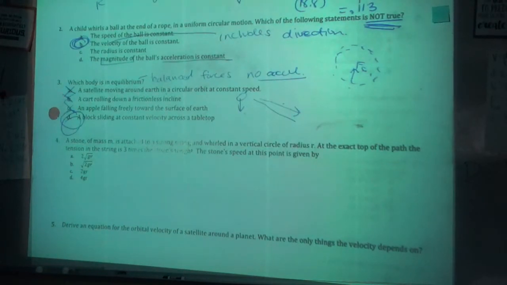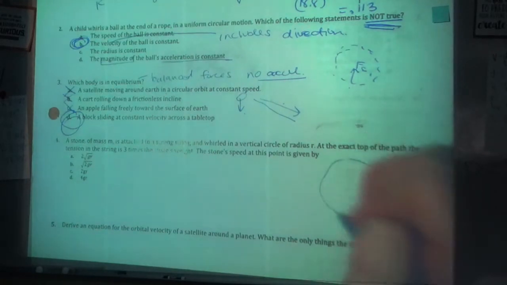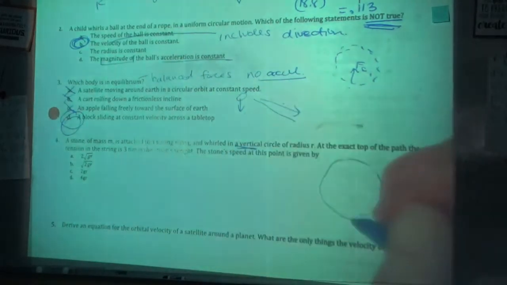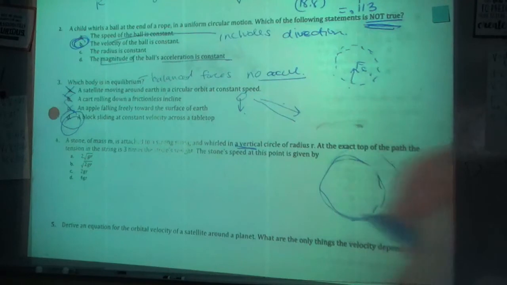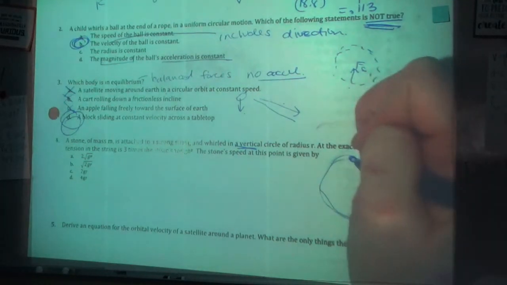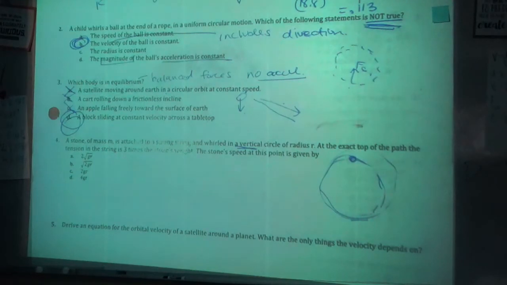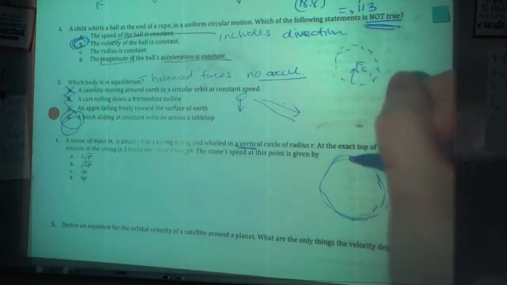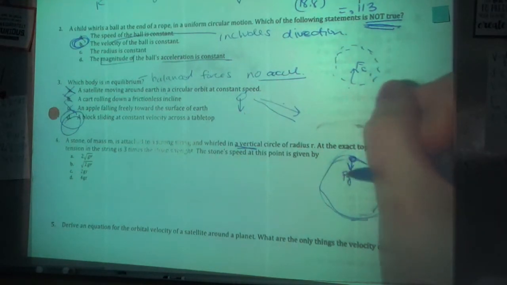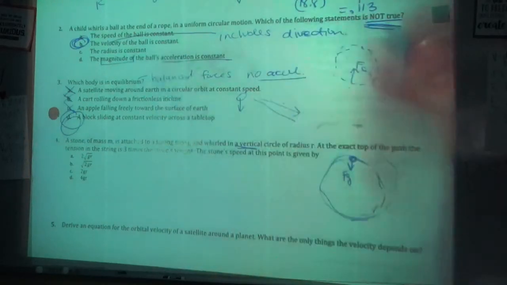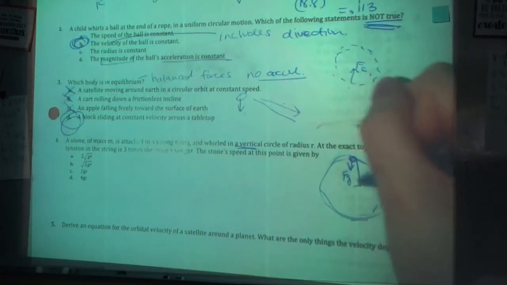A stone of mass m is attached to a strong string and whirled around in a vertical circle. Keyword vertical, meaning it's going up and down. So at the top of the path, the tension is 3 times the stone's weight. So let's first draw our free body diagram. We obviously have the force of gravity because it's a vertical circle. And then we also have tension down.